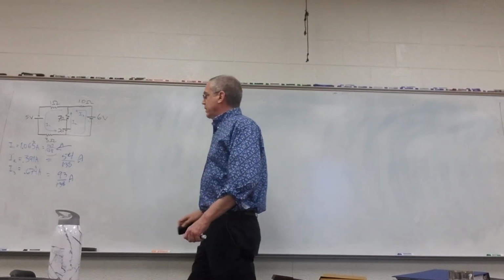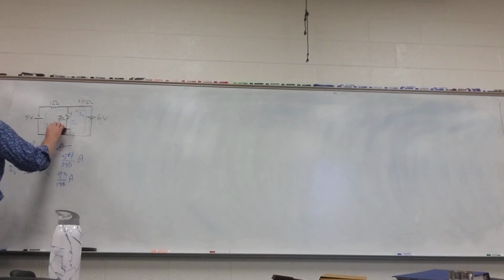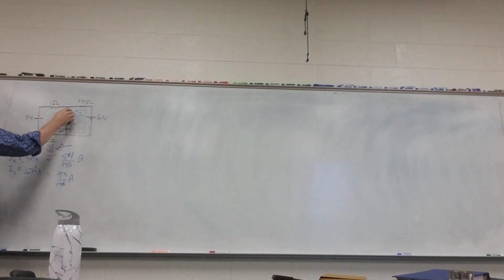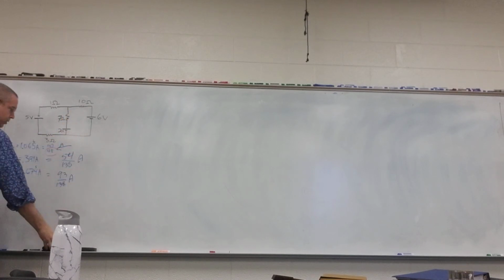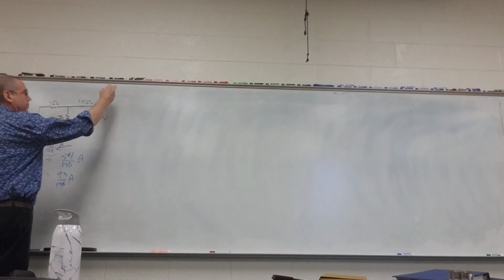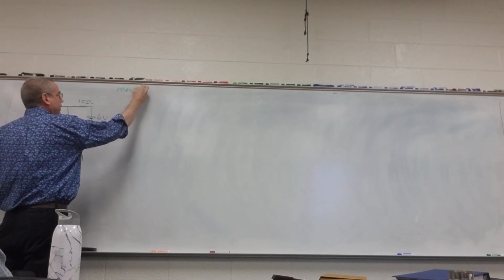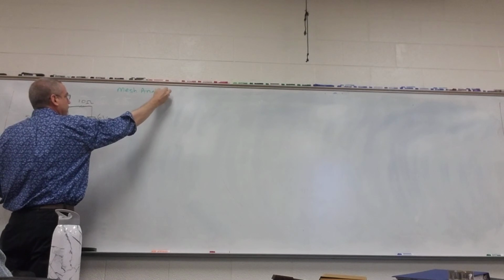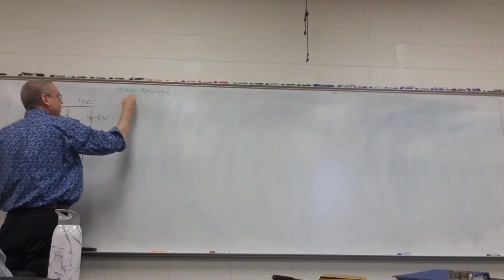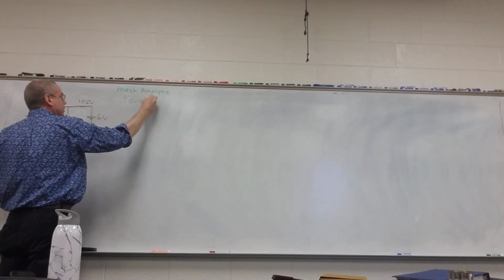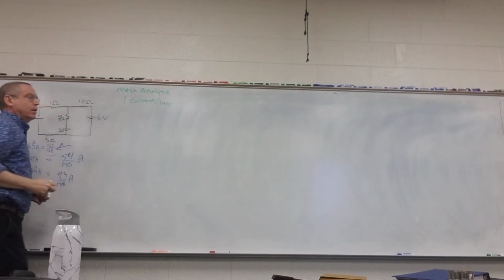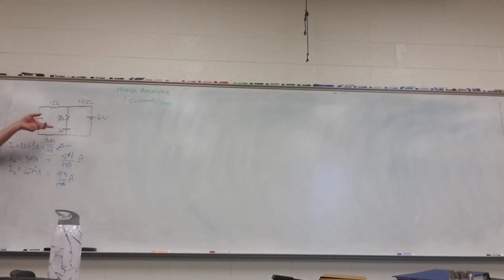All right, let's keep these right here. Now we're going to change this. We're now going to do the technique of one current per loop. This is also known as mesh analysis if you're looking it up elsewhere. This is one current per loop. And we have 3 loops. We have the left loop, right loop, and the whole loop. I usually just do left and right. You could do the whole thing.